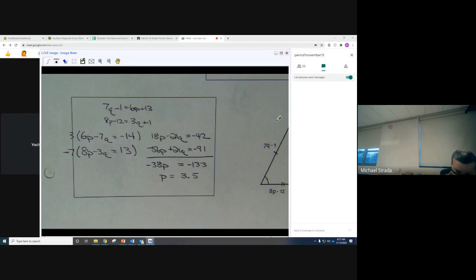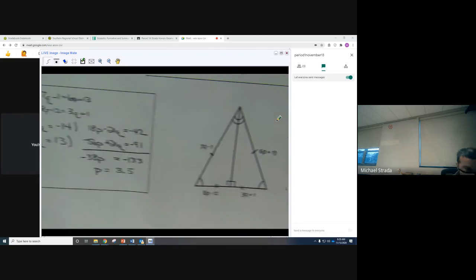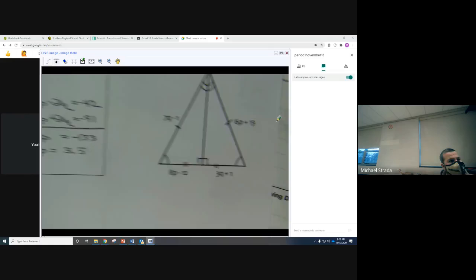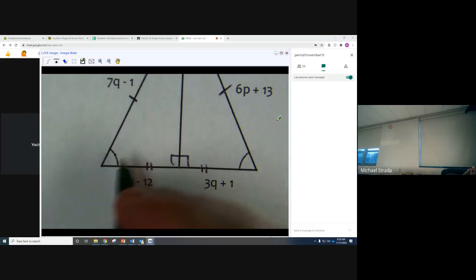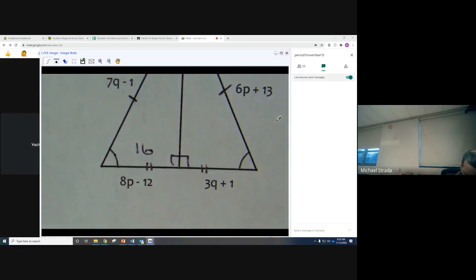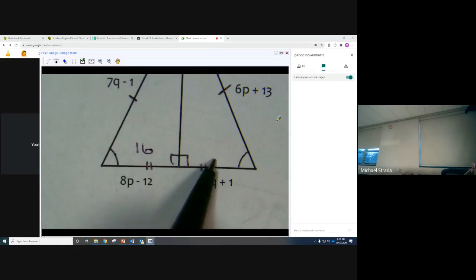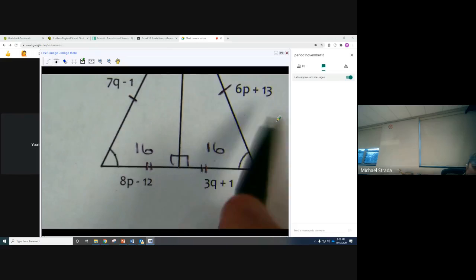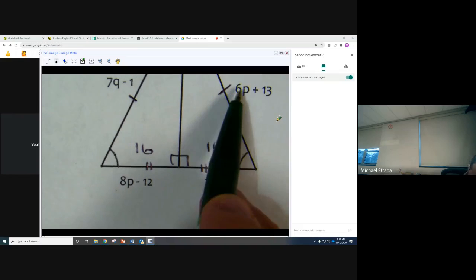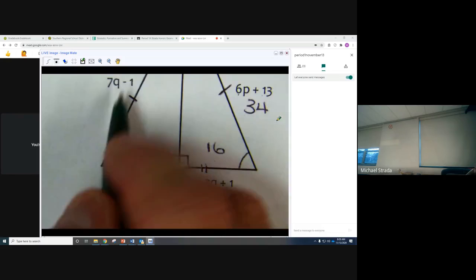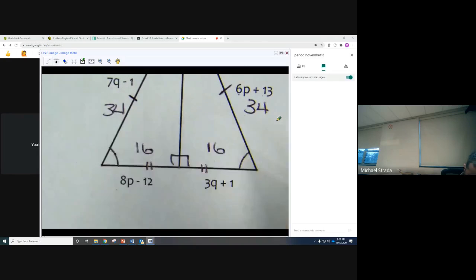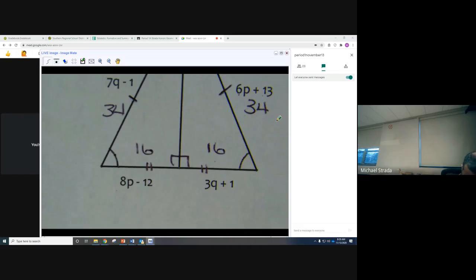All right. We'll go back over plugging it back in to get q for those of you that like to do that. But if p's 3.5, can I plug that in right here? 3.5 times 8 is 28. 28 minus 12 is 16. If that one's 16, this one is also what? 16. 6 times 3.5 is 21. 21 plus 13 is 34. If that side is 34, this one is also 34. And again, I can get the perimeter.